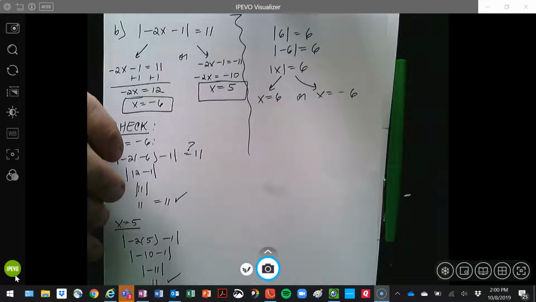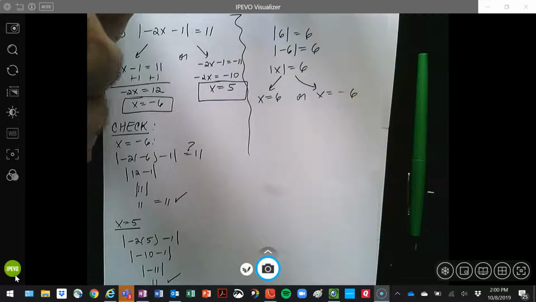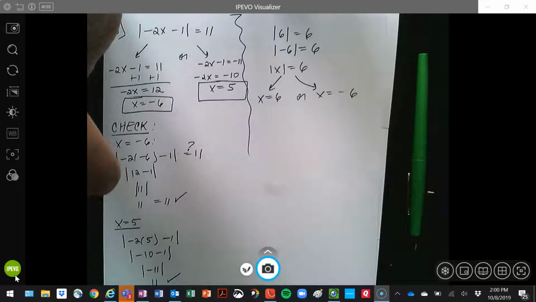I don't want you to think that these are exactly the problems that you're going to see on this year's Common Assessment. It doesn't work that way. These are, however, really important skills that you can expect will be assessed at some point on the exam.